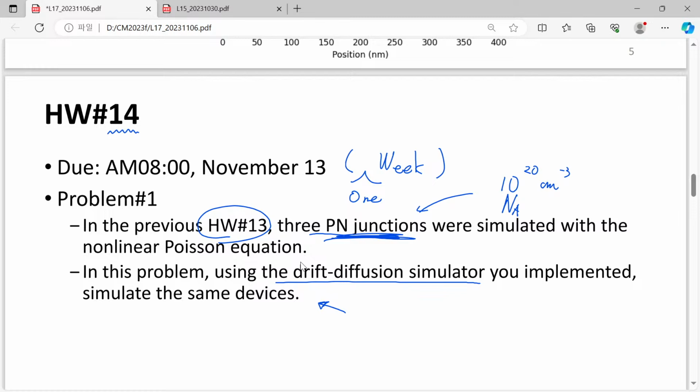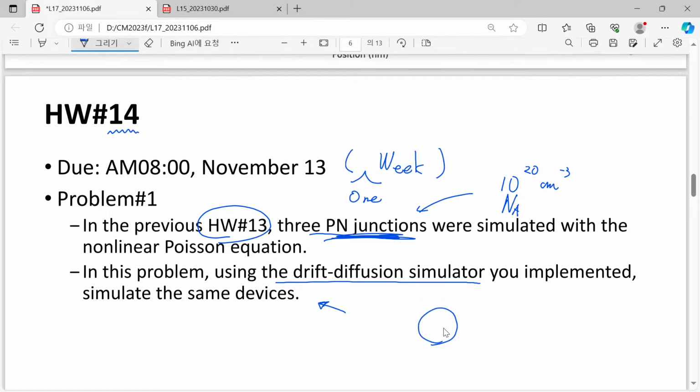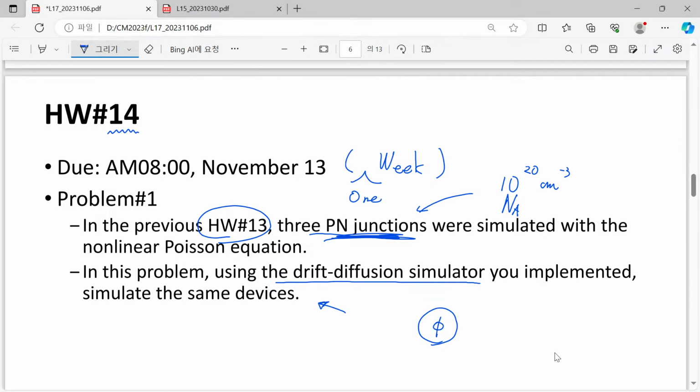So although just saying this one is quite simple, in actuality, that will take some time. So please start now. So start today, and you will get many difficulties. So simply speaking, previously you considered the nonlinear Poisson equation. It was just having only one solution variable, and now you have phi and p.